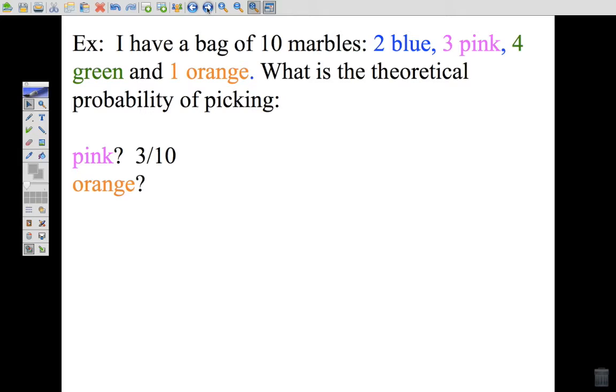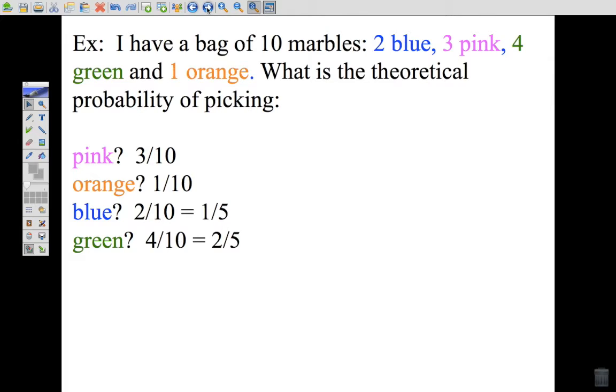Probability of drawing an orange. Well, how many orange marbles are in the bag? 1 out of the 10 possible. Blue marbles. There's 2 out of 10, but you should still reduce your fraction and write it 1/5. Theoretical probability of drawing a green marble out of the bag. Well, there's 4 out of 10 that are green, so 2/5 would be your probability of drawing a green marble.